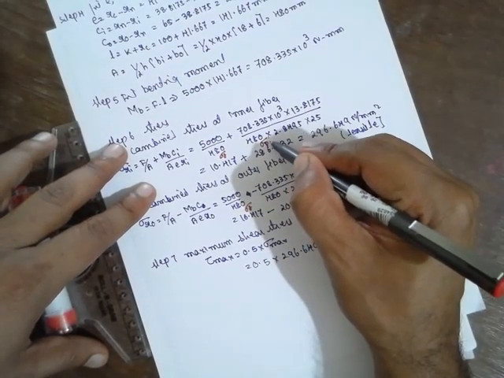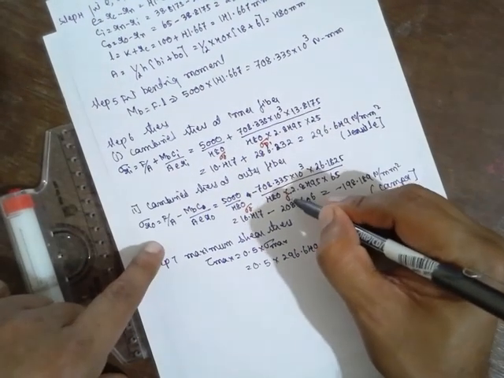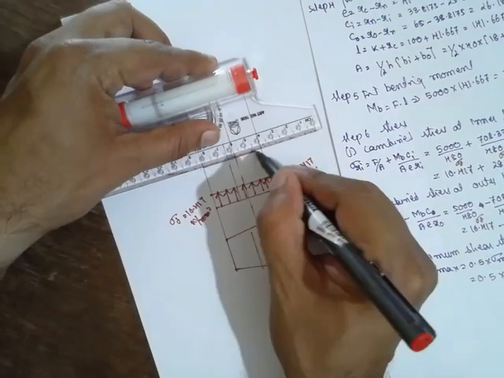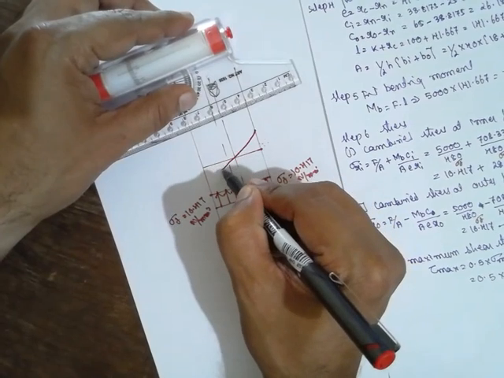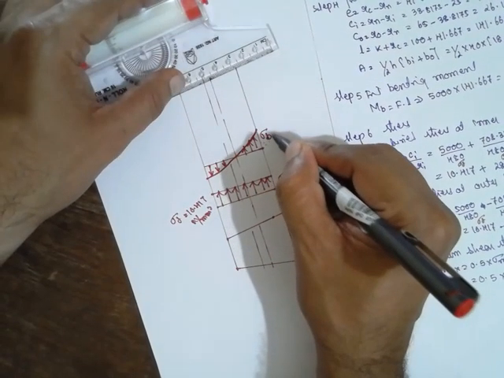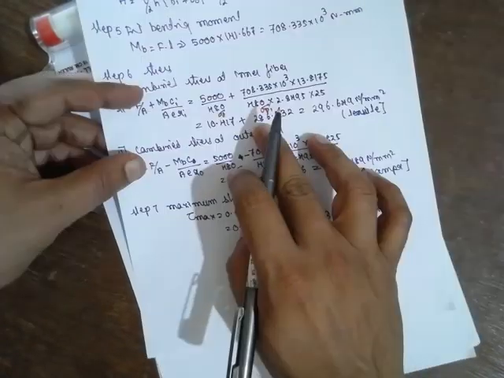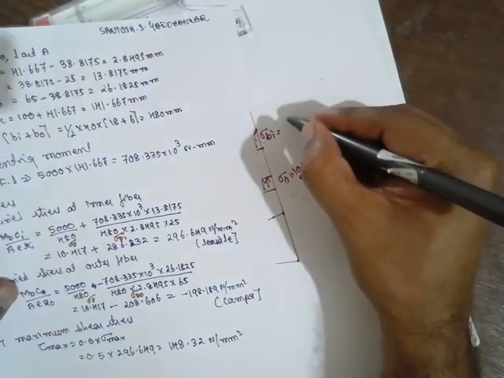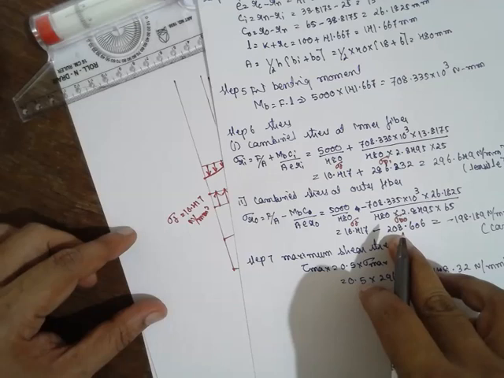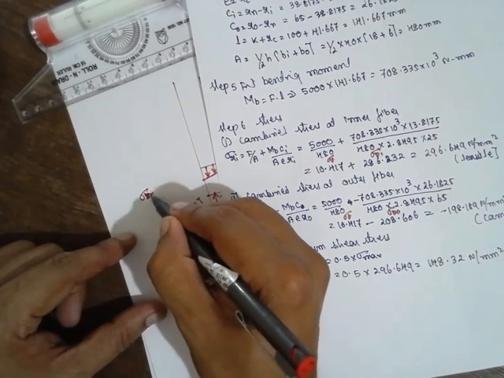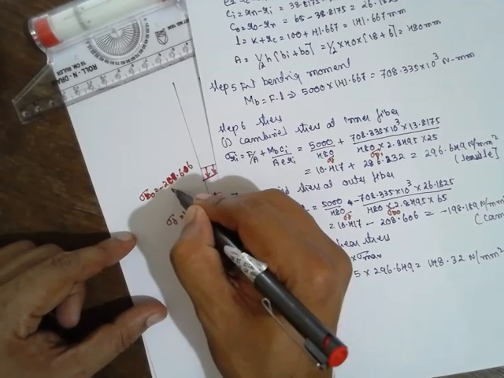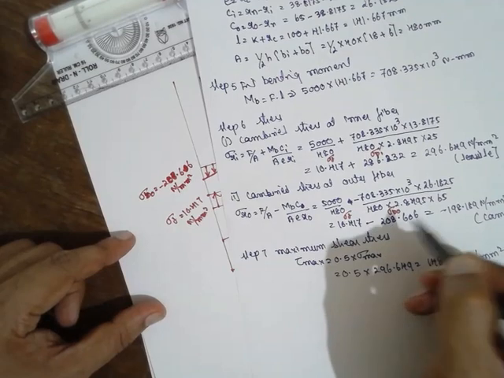Next, bending stresses. Sigma bi, and next, sigma b naught. This is positive and this is negative. The curve should be in such a way that it passes through the neutral axis. This arrow should be downward, this arrow should be upward. Sigma bi is 286.232 newton per mm square, positive. One more value is negative, 208. Sigma b naught is minus 208.606 newton per mm square. This value you have to write.